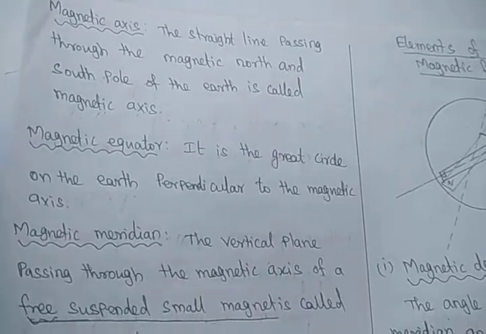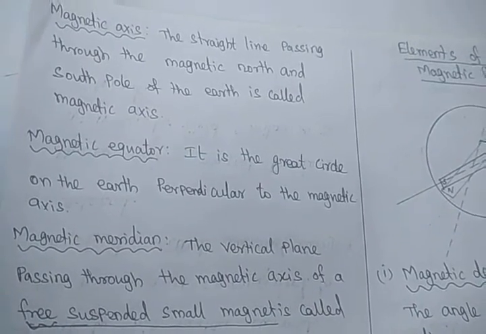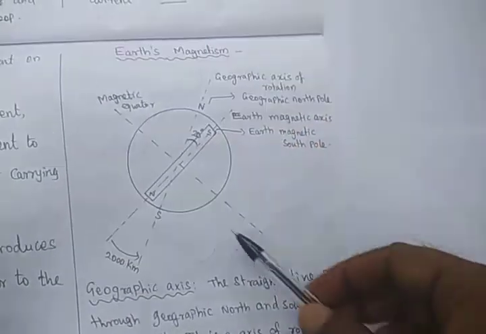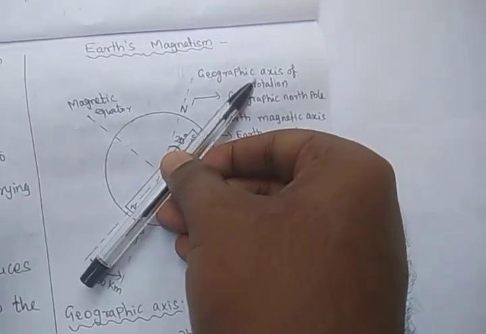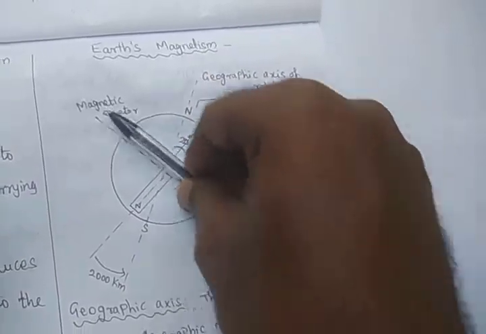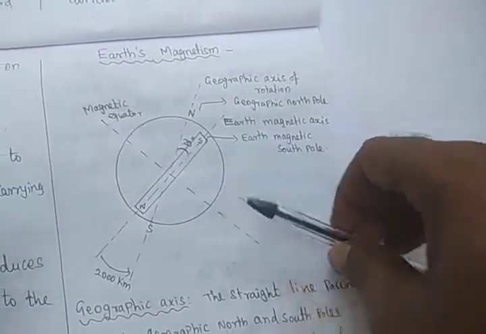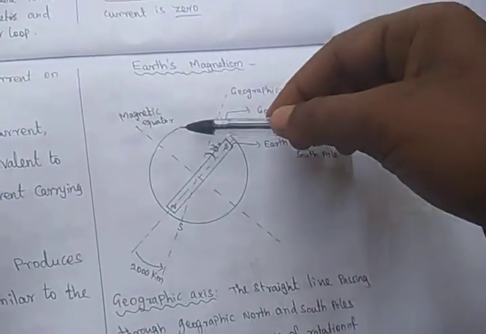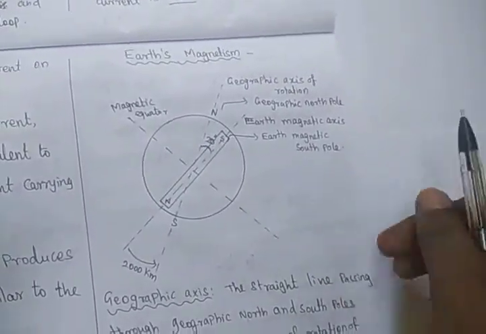What is the magnetic equator? It is a great circle on the earth perpendicular to the magnetic axis. Just see the diagram. This line is perpendicular to the magnetic axis. This is the magnetic axis. If you draw the perpendicular line, this is the magnetic equator. It is a great circle around the earth which is perpendicular to the earth's magnetic axis.